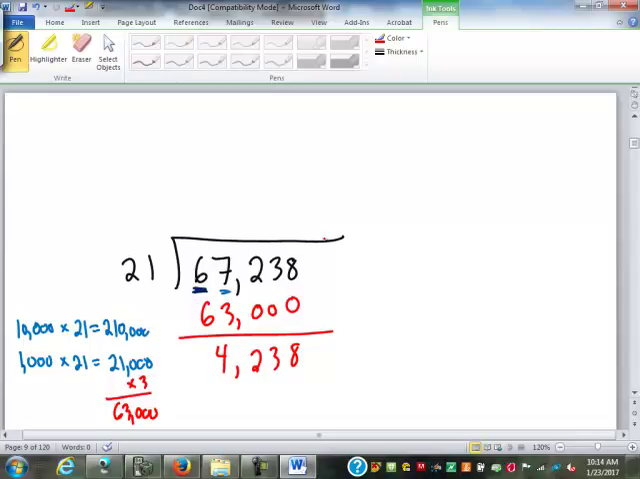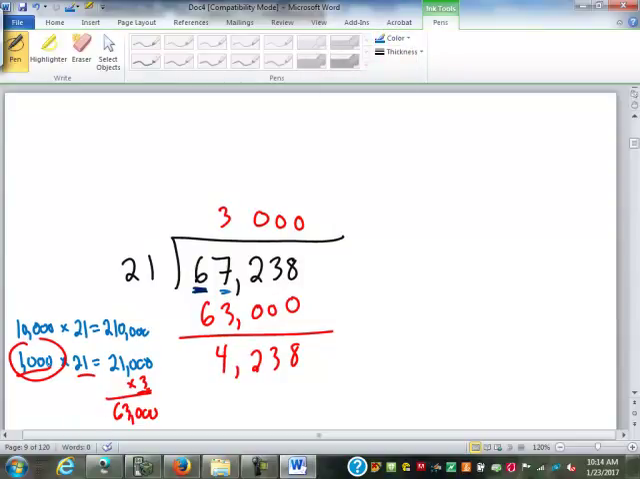Well, what we did there, we subtracted the 21,000 3 times. The 21,000 was 1,000 21s. So we just subtracted 1,000 times 3, or 3,000 21s. We just subtracted 21 3,000 times. Does that make sense? Any questions?